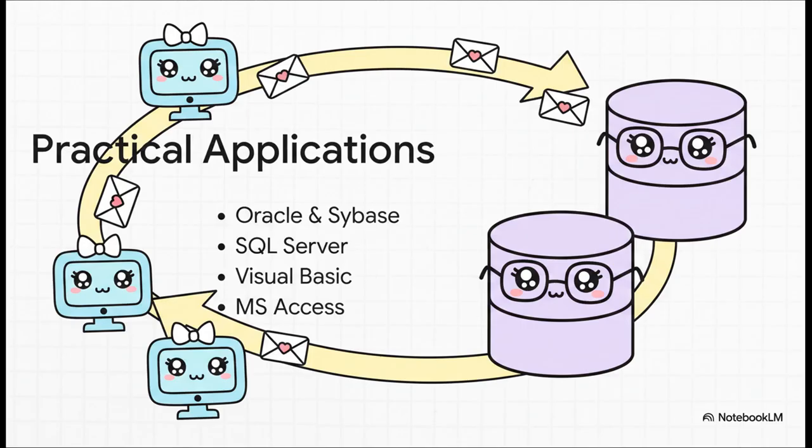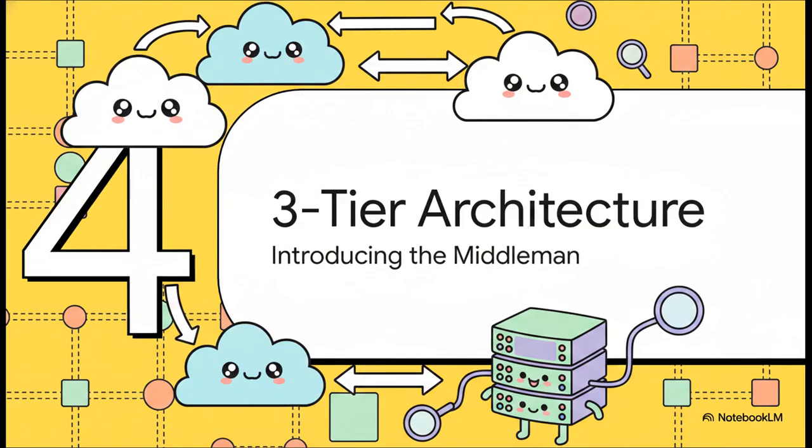You can kind of imagine the client app as a receptionist who talks directly to the warehouse manager, the database, to go pull specific files whenever they're needed. Which brings us to Section 4, three-tier architecture, introducing the middleman.